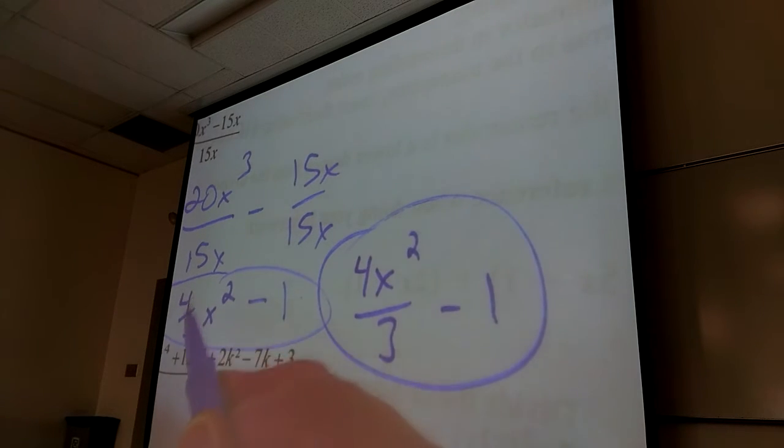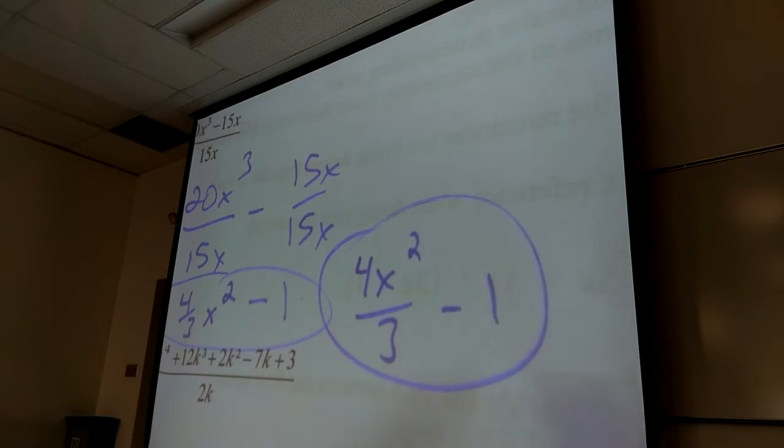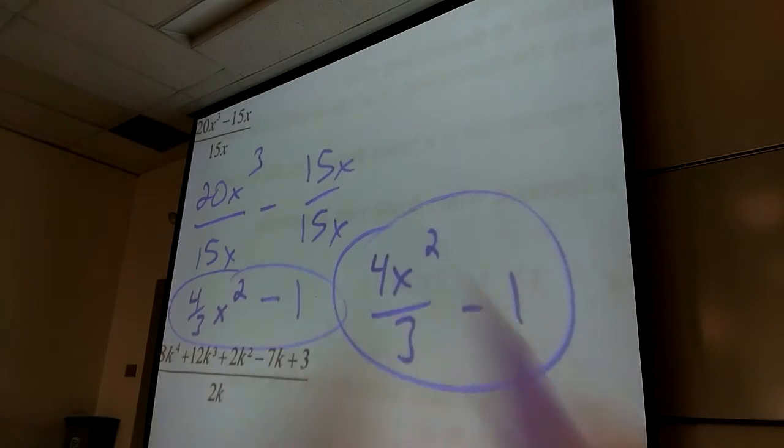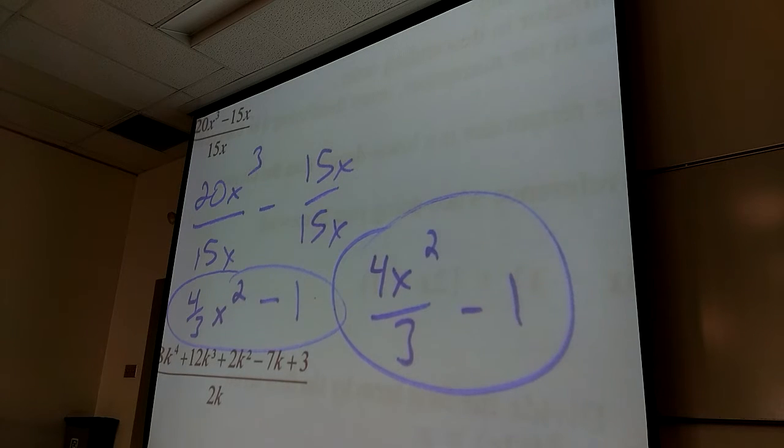You can have 4/3 as a coefficient. Could you put the 1 next to the 4x? It's a separate term, yes. You guys see that? Is that cool?